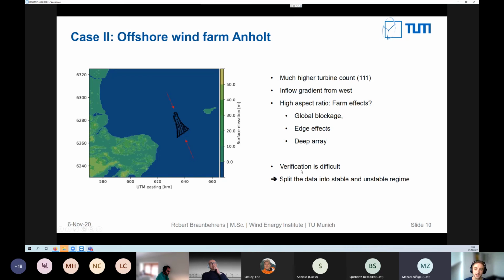Verification is difficult. And one thing we did is we split the data set, or we performed one identification where we used only SCADA data under stable conditions, and we performed another that only used data from unstable conditions, because in these two atmospheric states, or at least in the stable conditions, you would expect much more of these farm effects.